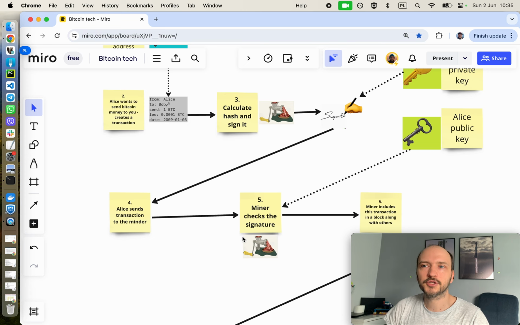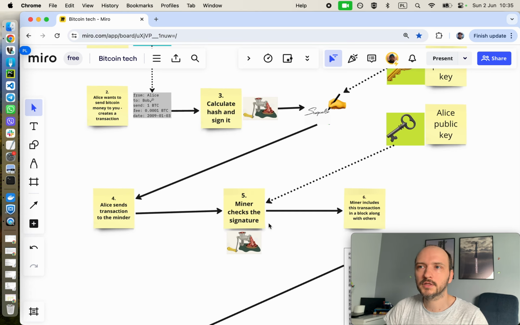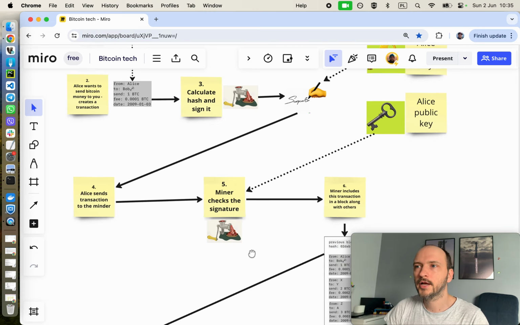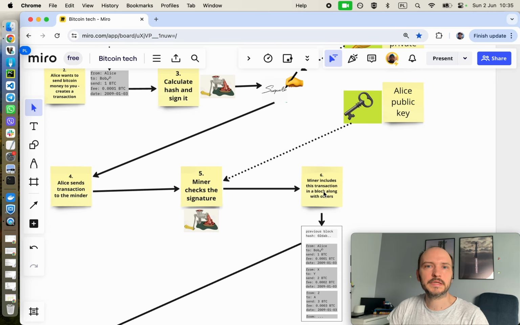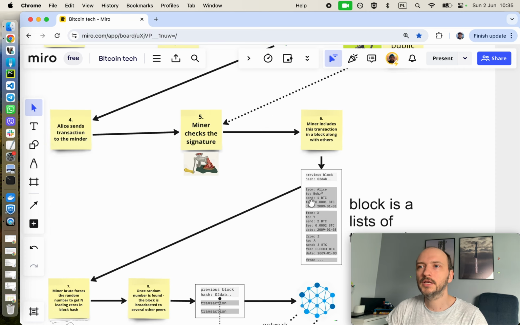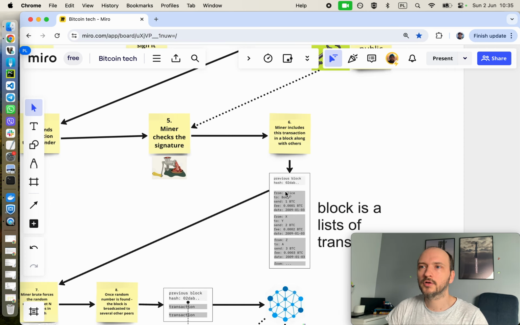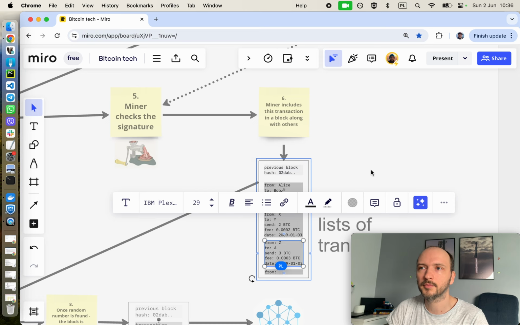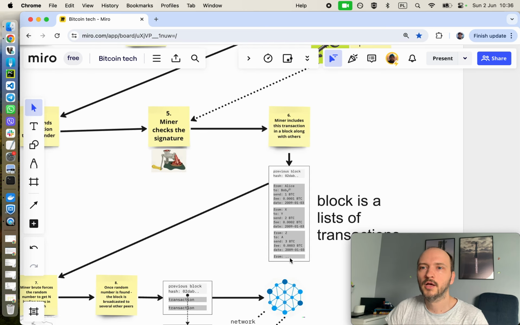And then the miner checks the signature, whether this money transfer was actually authorized by Alice, using her public key. He also checks that Alice has this money in her wallet. If the checks pass, the miner includes this transaction in the block that he is currently trying to create. And that's the block. It's just a list of transactions with some additional information: here is the transaction that was added, here are the transactions from other people, and a big list of transactions.